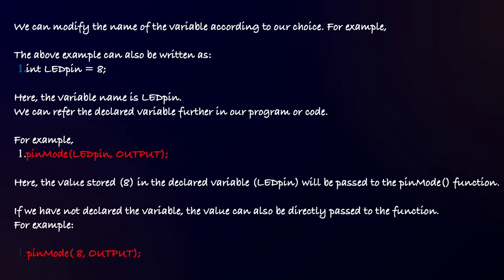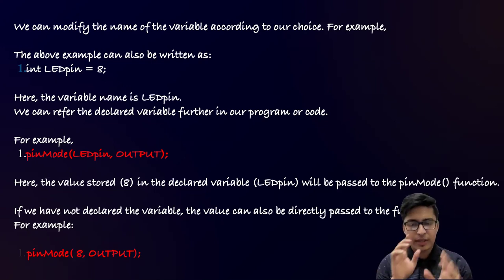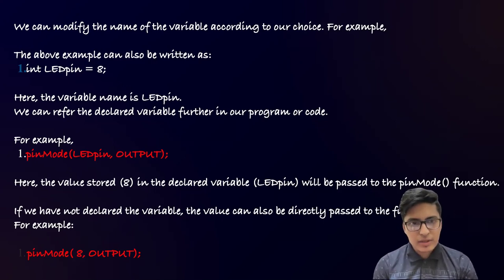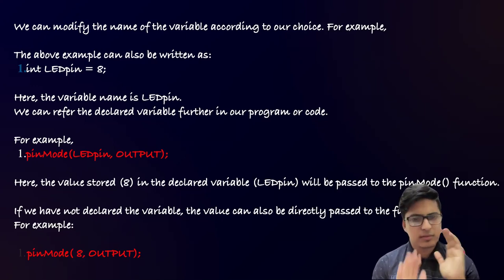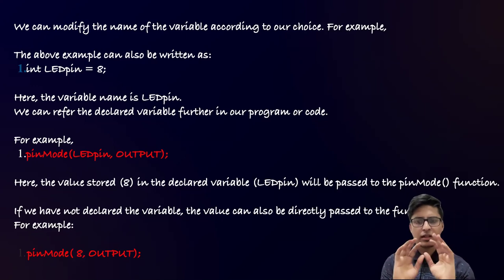Now here the value 8, stored in the declared variable LED pin that we have declared already, will be passed to the pin mode function. Try to understand what I'm trying to say. Just don't read it out. First, we have declared LED pin to be an integer data type, and we have declared the value to be 8. Up till here we have understood previously also.